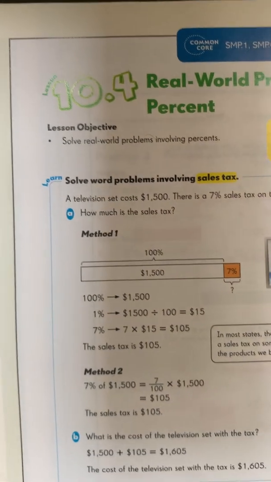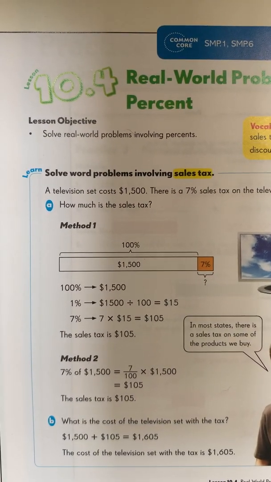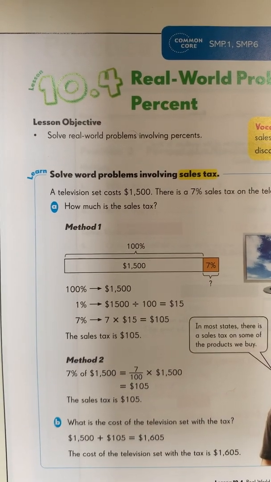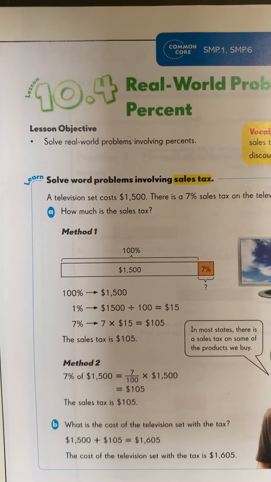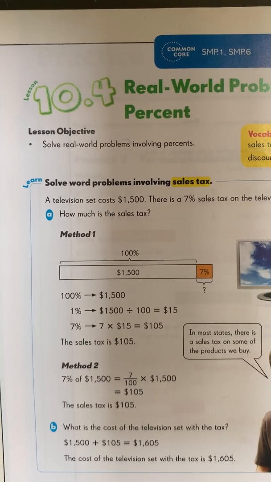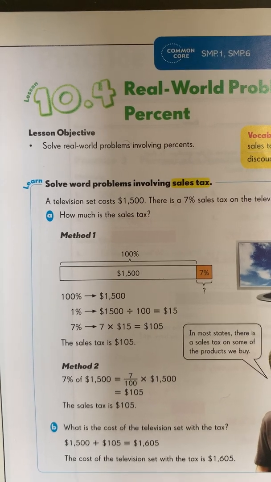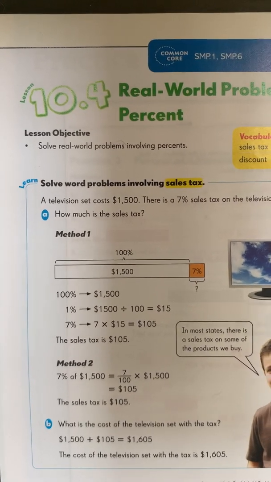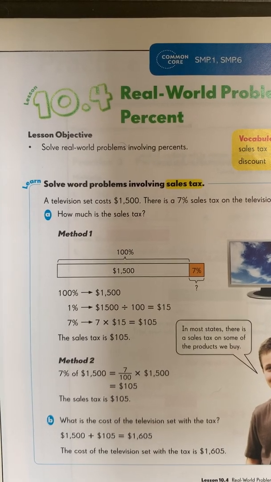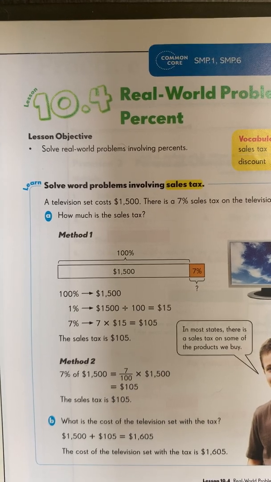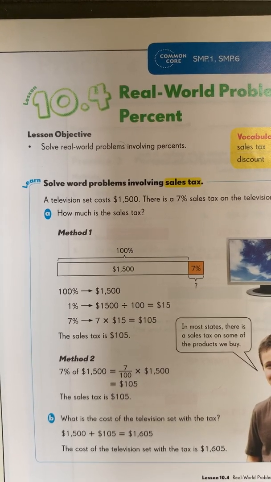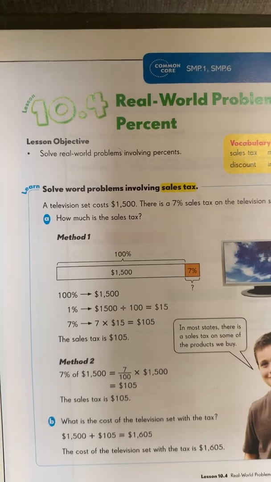All right, now let's take a look at question B. It says, what is the cost of the television set with the tax? So we're going to add it all together. We're going to take our $1,500 for the TV, and we're going to take our $105 that we just found out in either method 1 or method 2. And we're going to add them together to figure out how much we need to take with us to the cash register, okay? So we're going to find the total amount to be paid by adding the tax to the cost of the goods. So when we add those together, we should get $1,605 is going to be our total cost, okay?